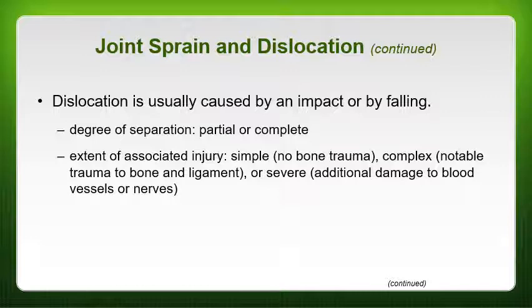So again, it just depends upon whether other structures are involved. Are there other ligaments torn? Is there blood vessel or nerve damage? That's obviously always a big concern, particularly with large joint dislocations. People get concerned when there's a dislocation at the knee about damage to the nerves and blood vessels that go on the posterior side of the knee joint.